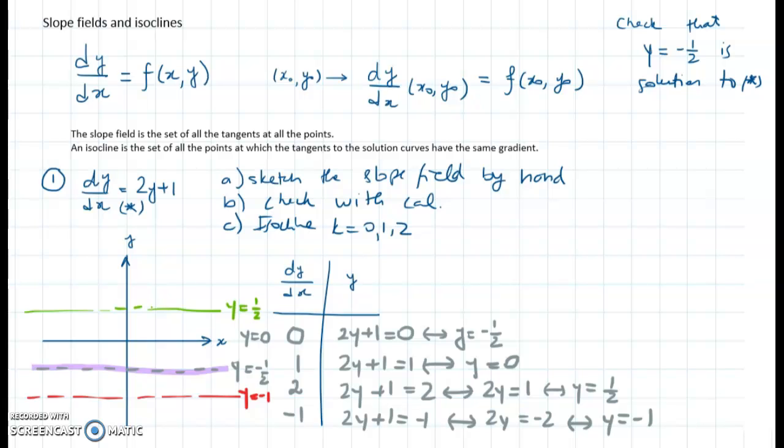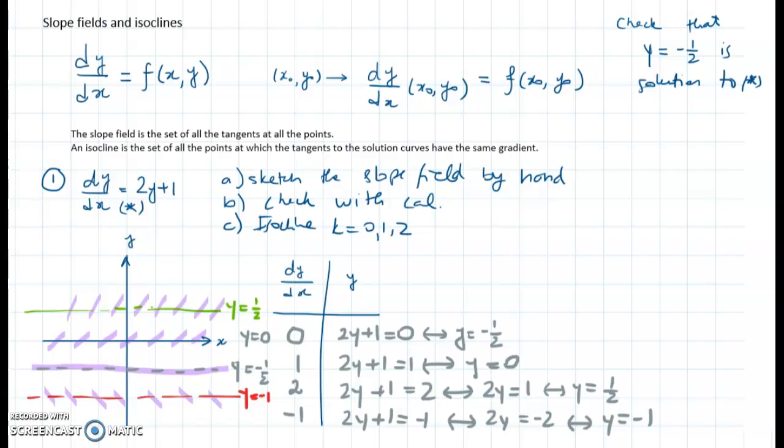Now we can see that y equals 0 corresponds to slope 1. So anytime we cross this line, we are going to have a slope of 1. So I'm going to draw small lines with slope 1 in all of them. And if we cross the line y equals 1/2, the slope is going to be a bit more. It's going to be 2. So I'm going to draw small lines like this. Also, we have a slope -1 at the line y equals -1. So it's going to look something like this.